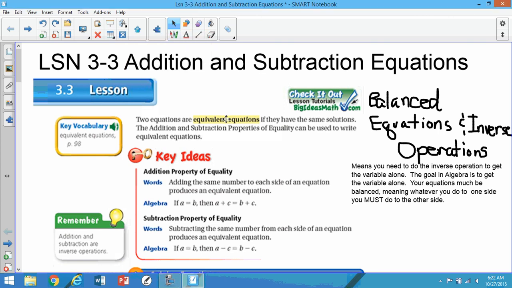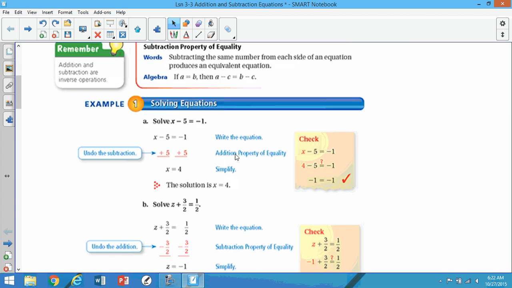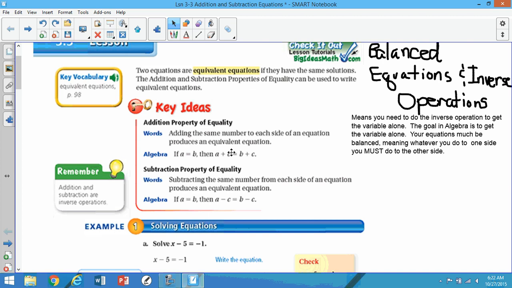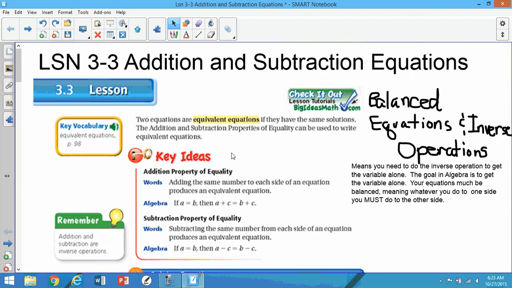Okay, today's lesson is lesson 3-3, addition and subtraction equations. You need to open up your book and have your notebook out to take notes to page 98. So this lesson is solving algebra equations, doing the proper algebra while doing it. When you were in elementary school, you were solving equations like this, but you didn't have to follow this correct format.